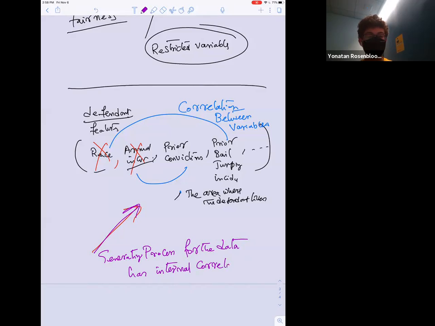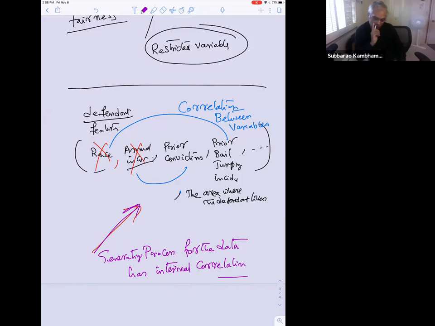What does the fourth thing in the list in the parentheses say? It says race, armed with gun, prior convictions. What does the fourth one say? Oh, what I wrote here. So I wrote race, annual income, prior convictions, prior bail jumping incidents.